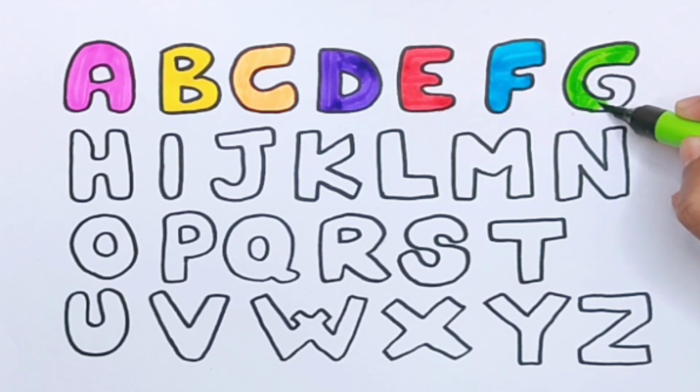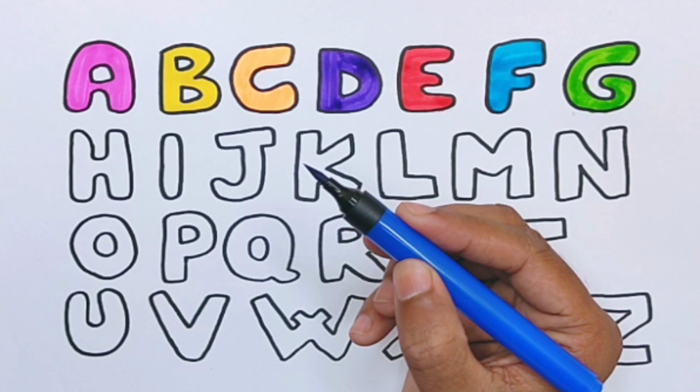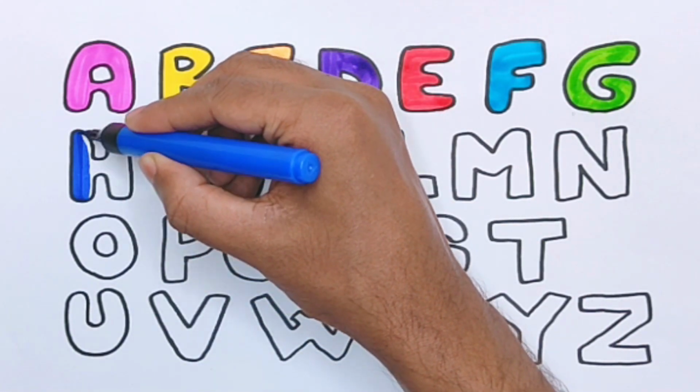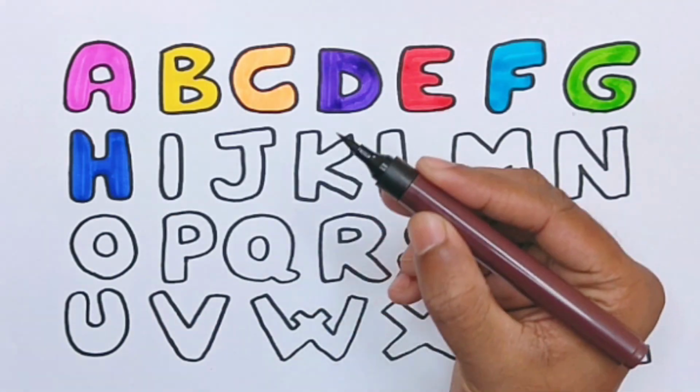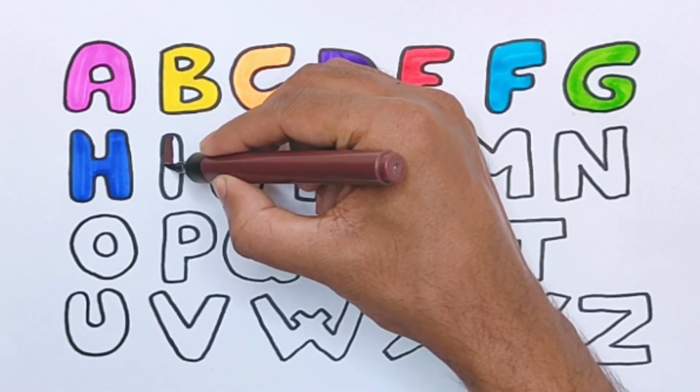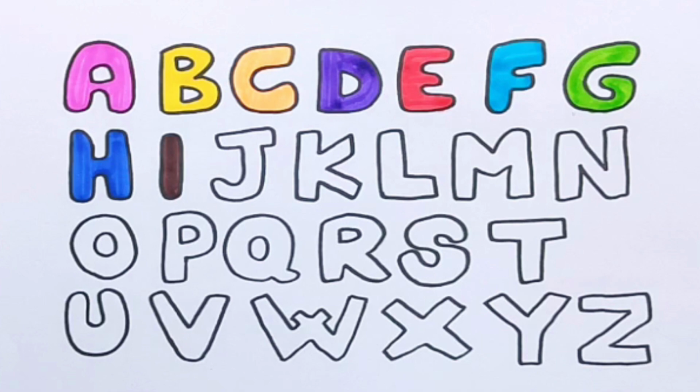G. G for grapes. Blue color. H. H for hand. Brown color. I. I for ice cream.